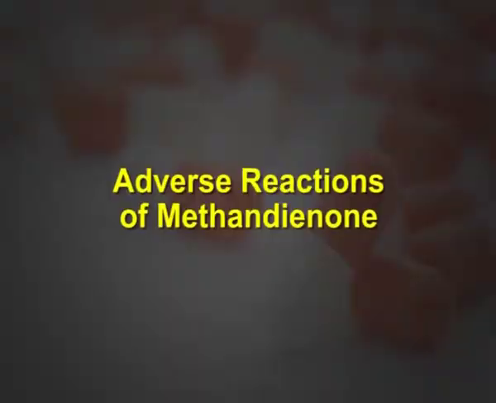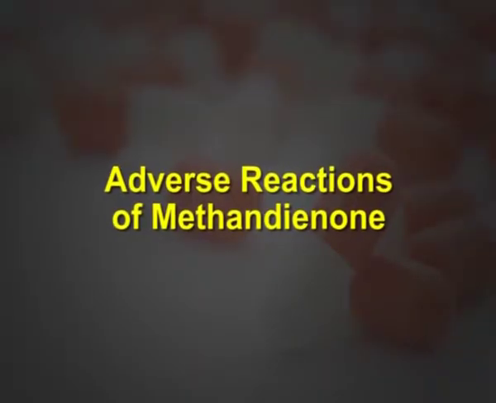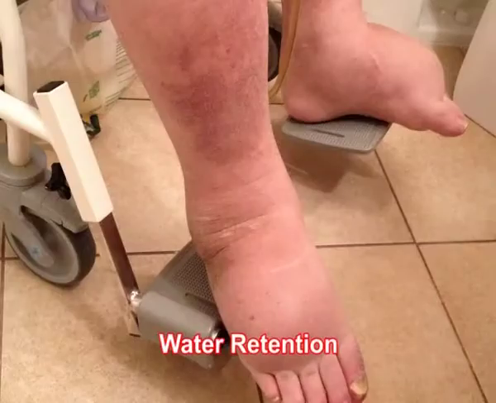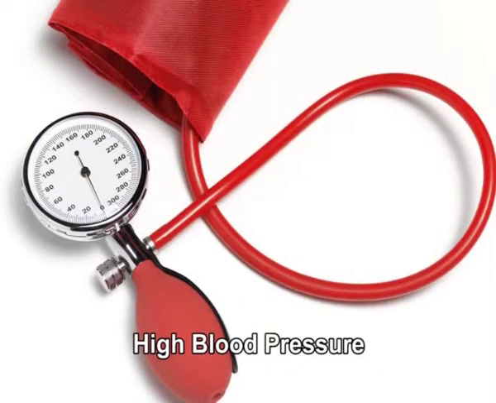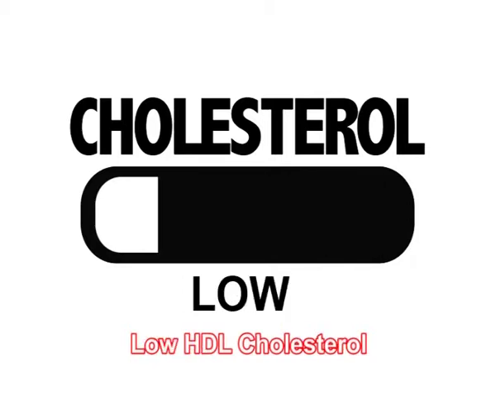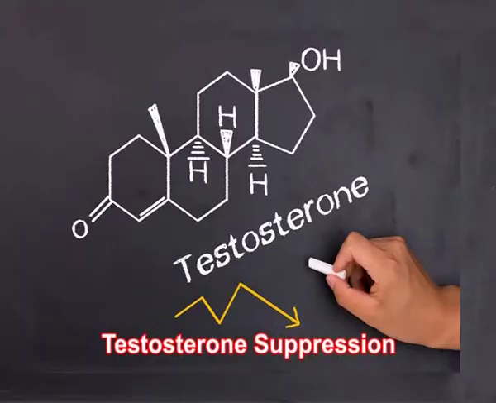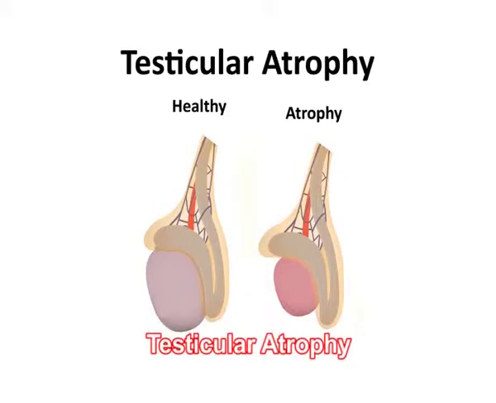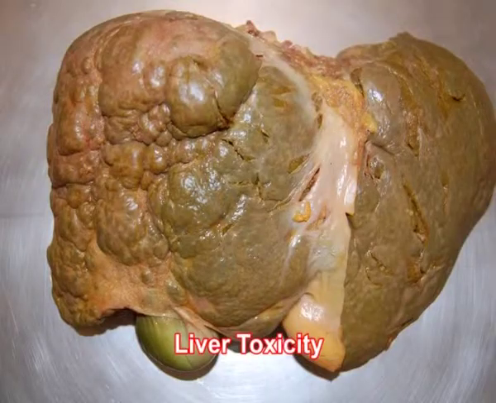Now, after seeing the benefits of methandienone, let's see the adverse reactions observed with methandienone. If you put it into your body, there is a chance of adverse reactions. Take any over-the-counter medication and it will have a host of possible side effects. Side effects of methandienone include gynecomastia, water retention, high blood pressure, high LDL cholesterol level, low HDL cholesterol level, testosterone suppression, testicular atrophy, and liver toxicity.